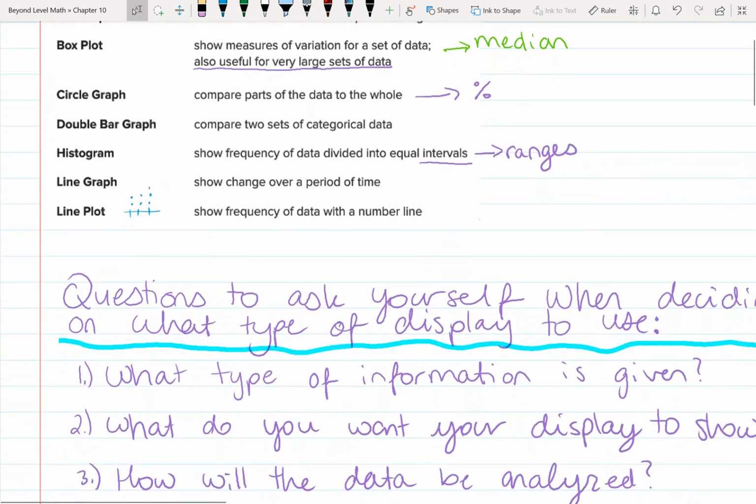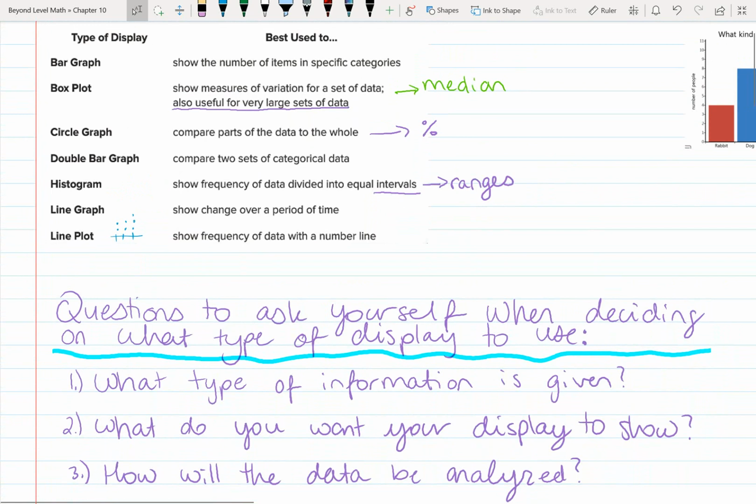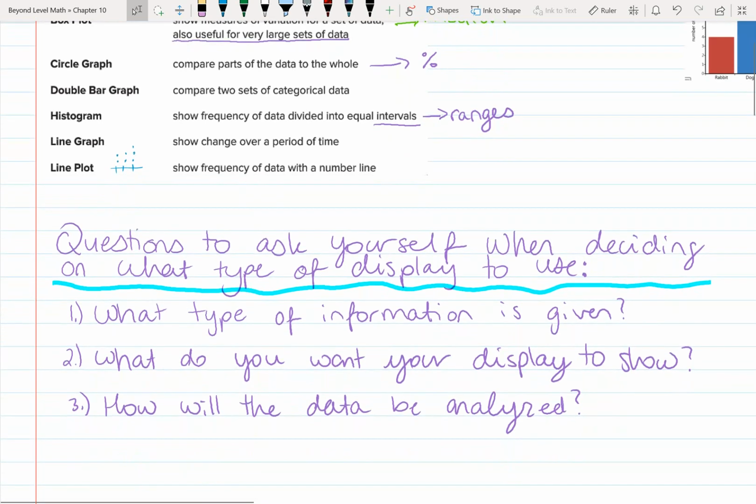Alrighty, so questions to ask yourself when deciding on what type of display to use. You'll be given a situation and you've got to decide which display is best. And then sometimes they'll ask you to make that display, sometimes they won't. So first question is, what type of information is given? Are they giving you categories? Are they giving you a very large set of data where a box and whisker plot would be necessary, parts to a whole, so things like that.